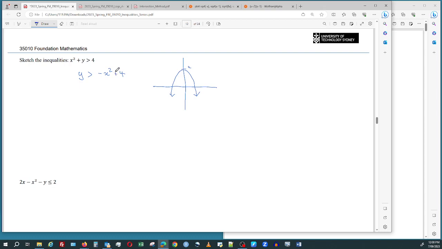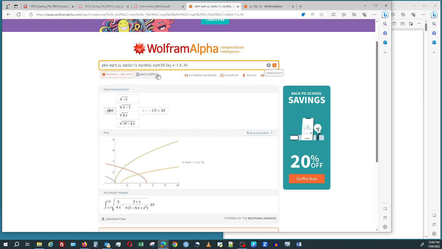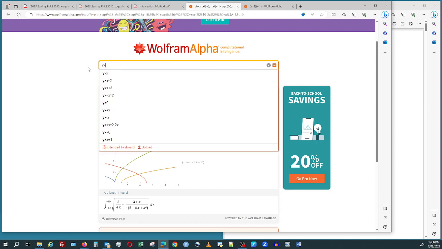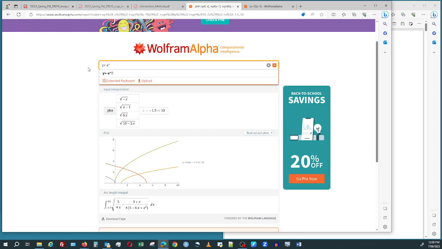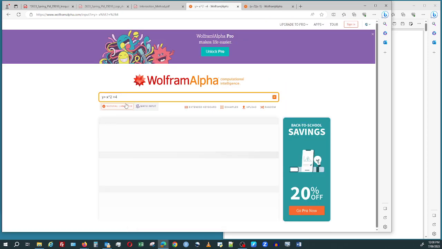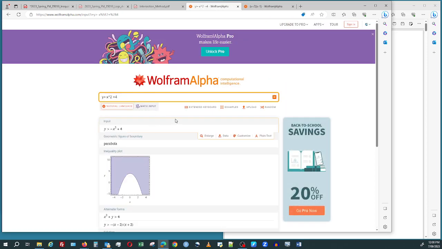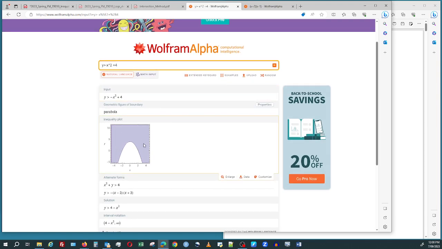So we did this with Wolfram. So I'm going to plot that again. So y is greater than minus x squared plus 4. So let's have a look at what that looks like. It's greater than. So it's all the values y greater than the boundary point. Okay, greater than the boundary point.